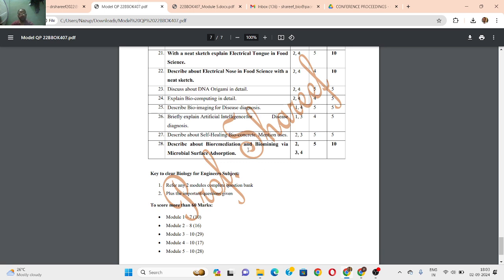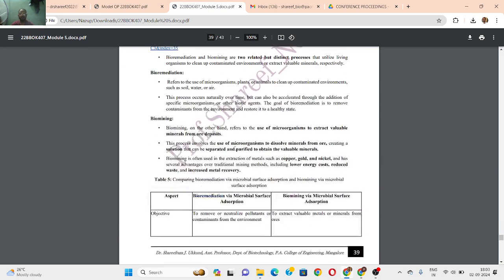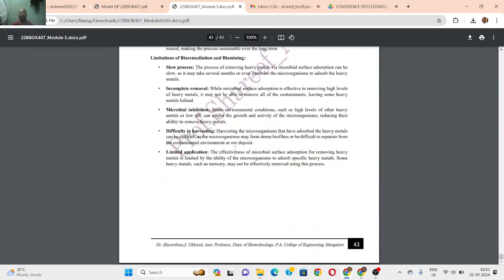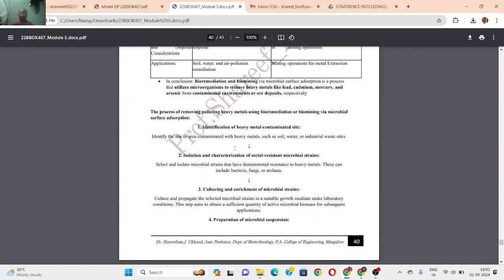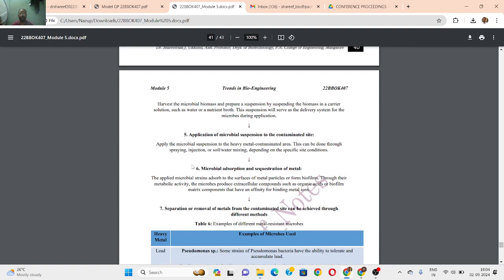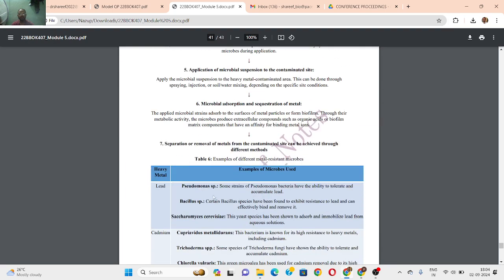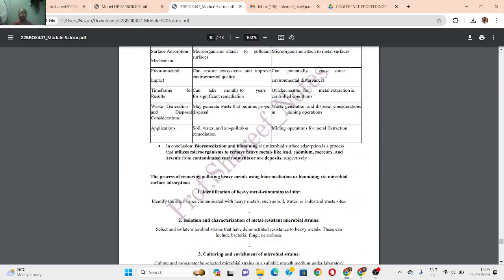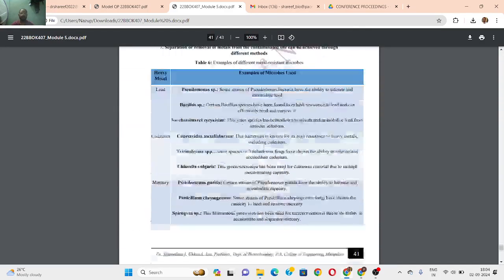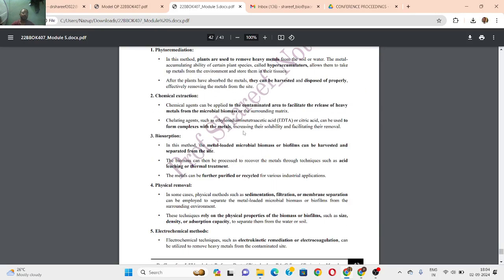Next, the last question: bioremediation and biomining via microbial surface adsorption. This can be asked for 10 marks. Here I have explained around 4 pages. Do not skip this process: identification of heavy metals, isolation, culturing, preparation, application, microbial, and separation. These 7 steps will get you a minimum of 5 marks. The rest, explain whatever you want, that will give you 3 marks for sure.